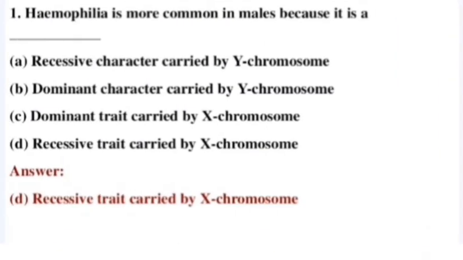So first question, hemophilia is more common in males because it is dash. Look at the options: recessive character carried by Y chromosome, dominant character carried by Y chromosome, dominant trait carried by X chromosome, and recessive trait carried by X chromosome. When you look at hemophilia, it is sex-linked, and sex-linked has two types, X-linked and Y-linked. Hemophilia is X-linked, so the gene responsible for causing hemophilia is present in the X chromosome.